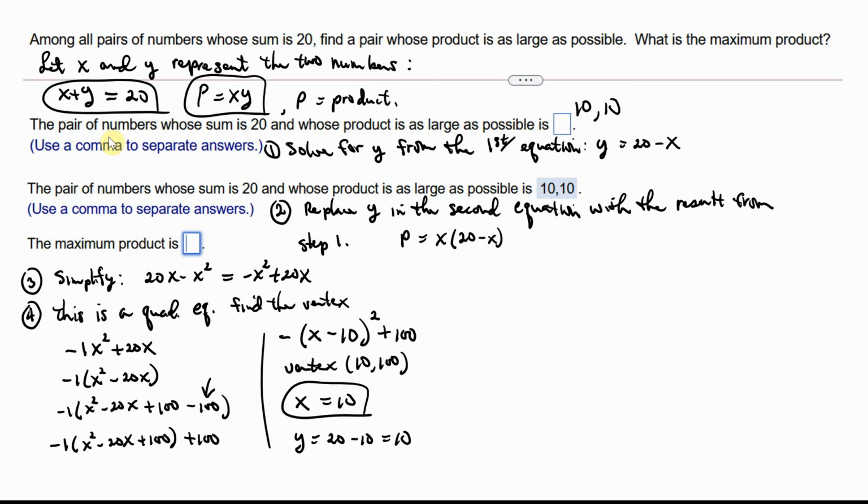I'm trying to read the question. Yeah, and I just replaced it right here. And then it says the maximum product. Well, the product is always what you got from the vertex. It's that F value. It's the 100. But anyway, you could just multiply them. 10 times 10 is 100.